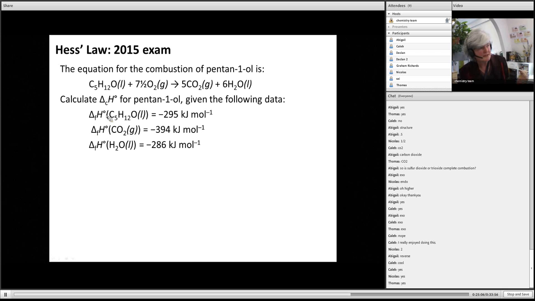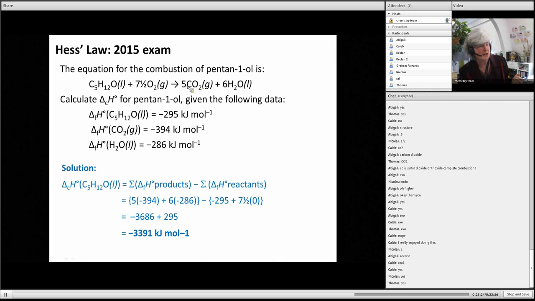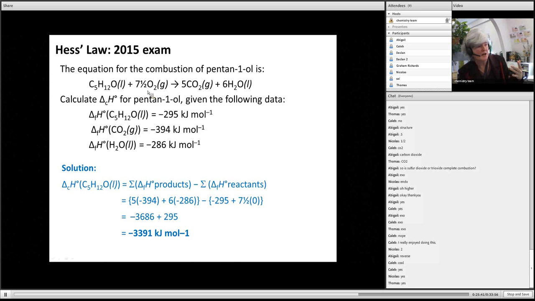Now, as I say, if you've got the heats of formation, you can use the short method. So pretty much I've just used the short method here because they were all given as heats of formation. So we're basically saying the heat of combustion is 5 times the carbon dioxide, so 5 times this one, 6 times this one, subtract my formation of pentanol, sorry I went blank there, and subtract my oxygen.